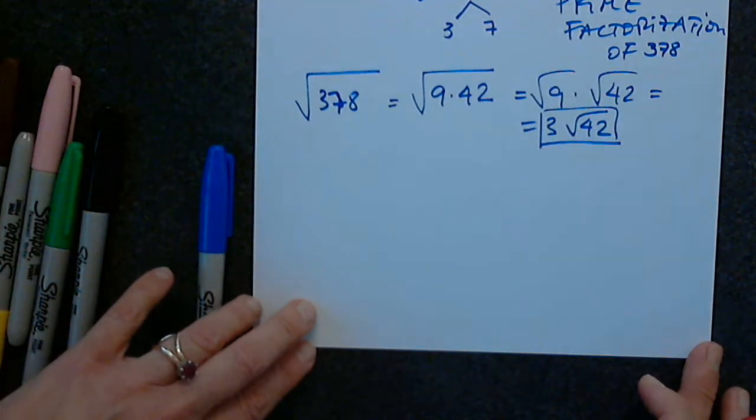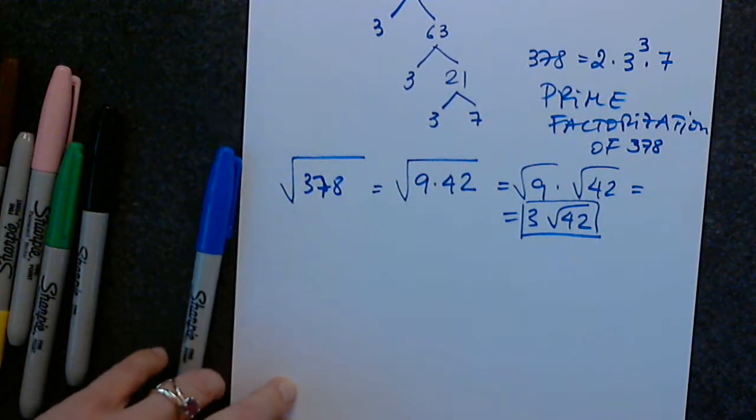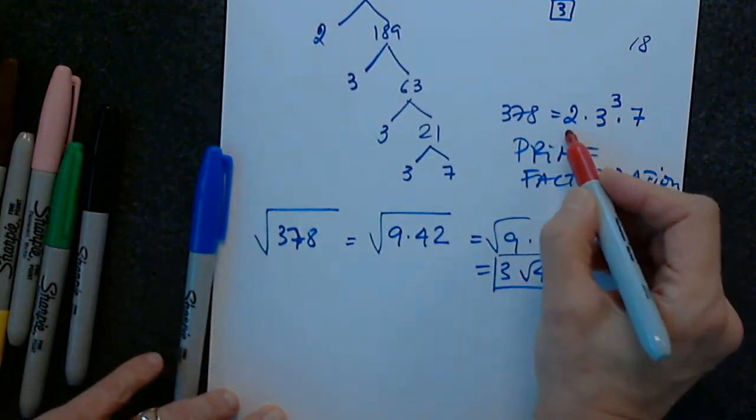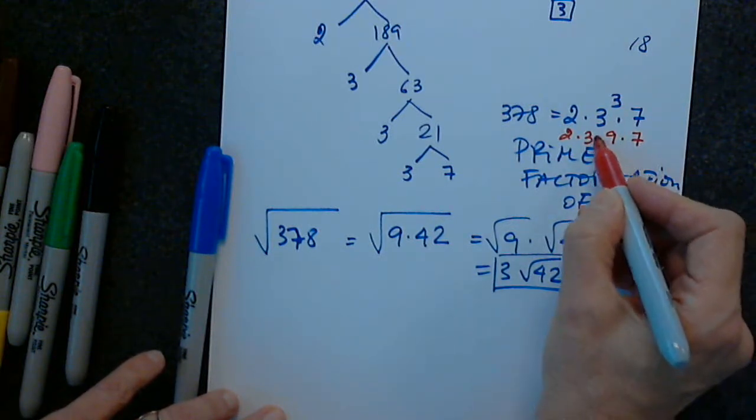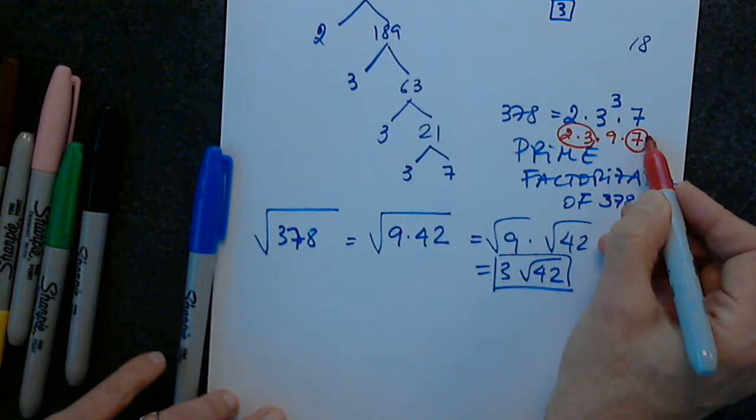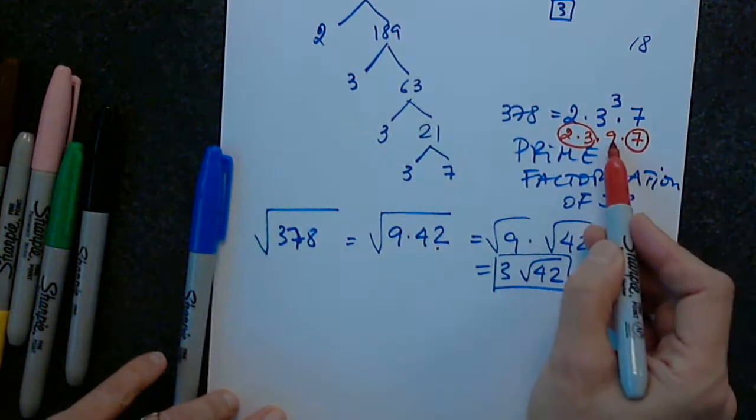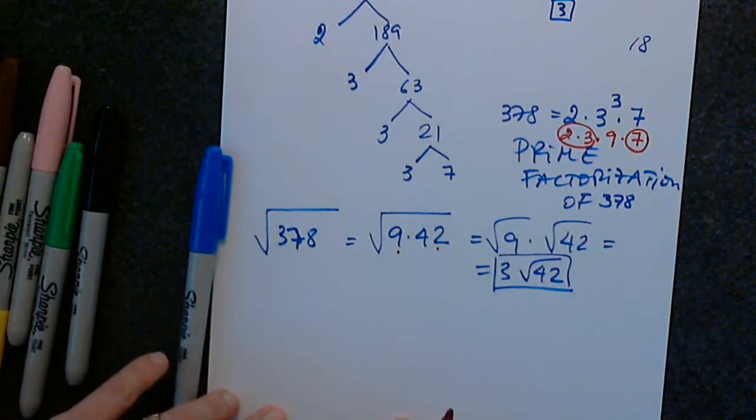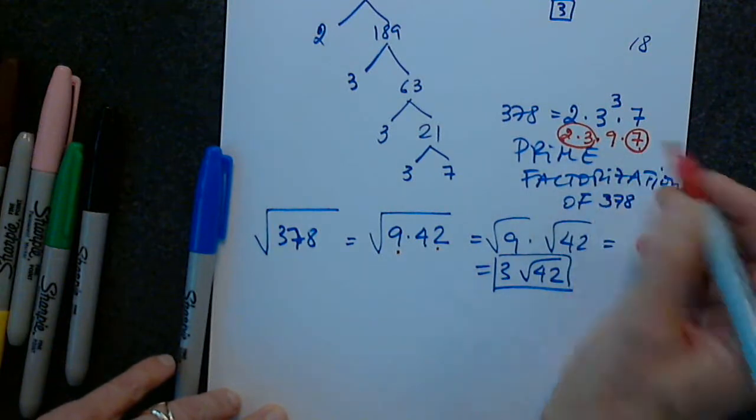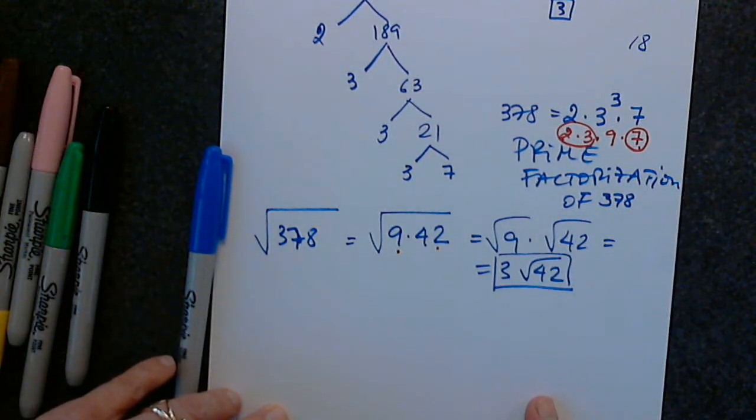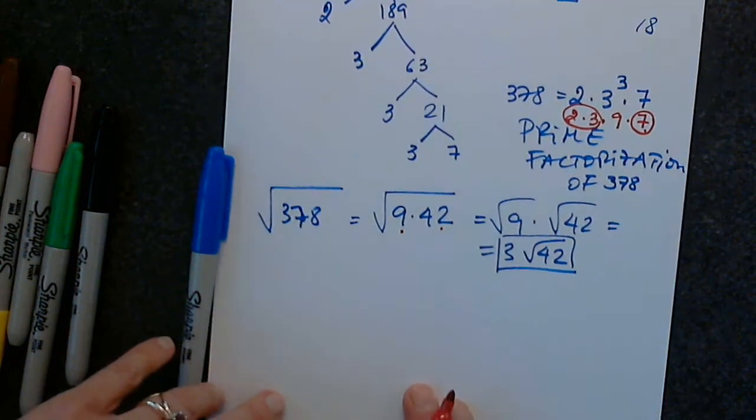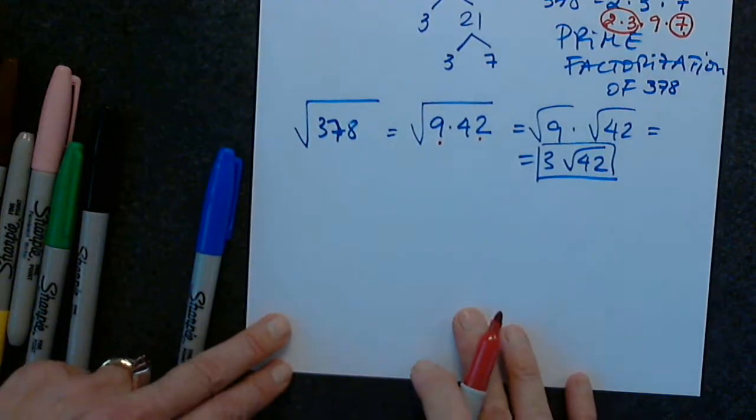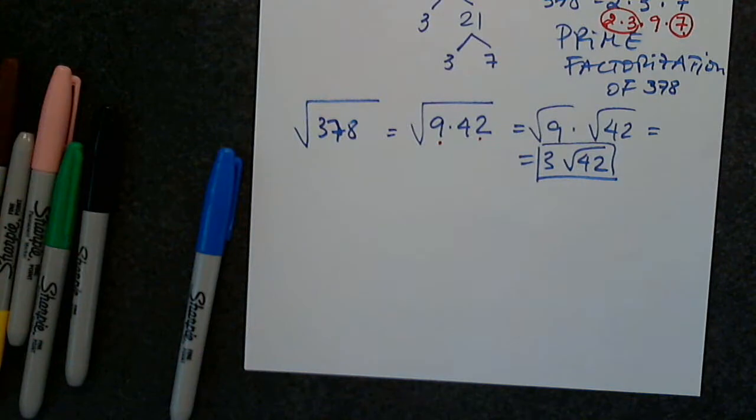I was just going to ask you, where did the 42 come from? So this is 2 times 3 times 9 times 7. This is 6 times 7, 42, and then 9 in front, because these 2, 3, 7 are not perfect squares. So that's why I separated 9 from the rest. Very good. Anything else?